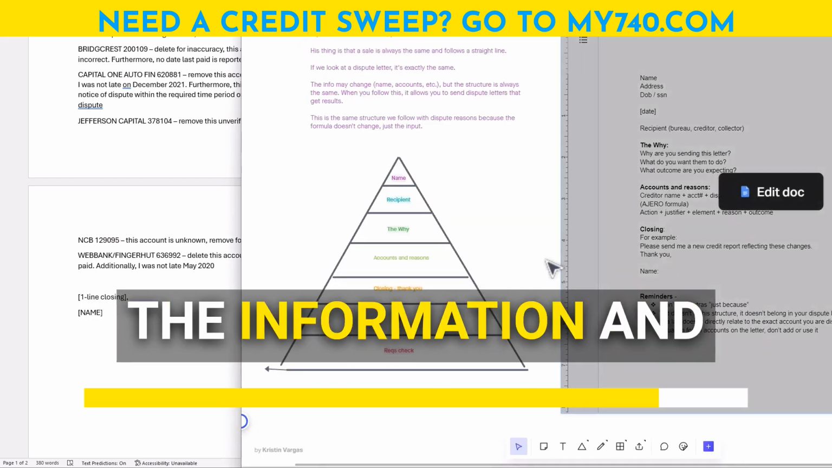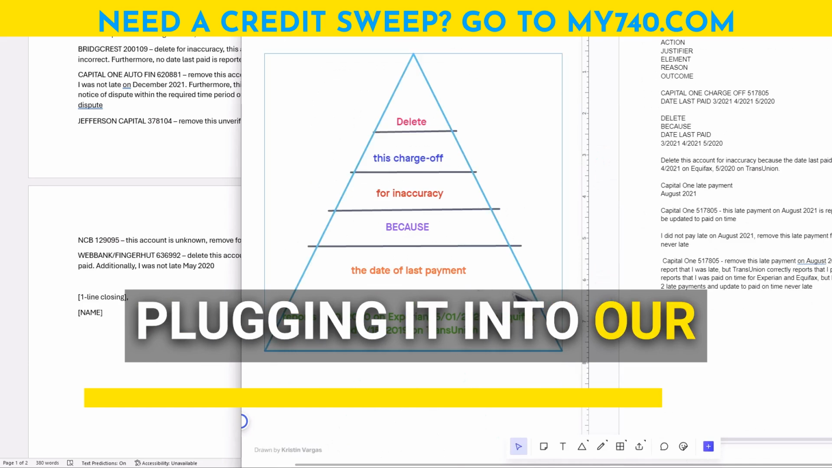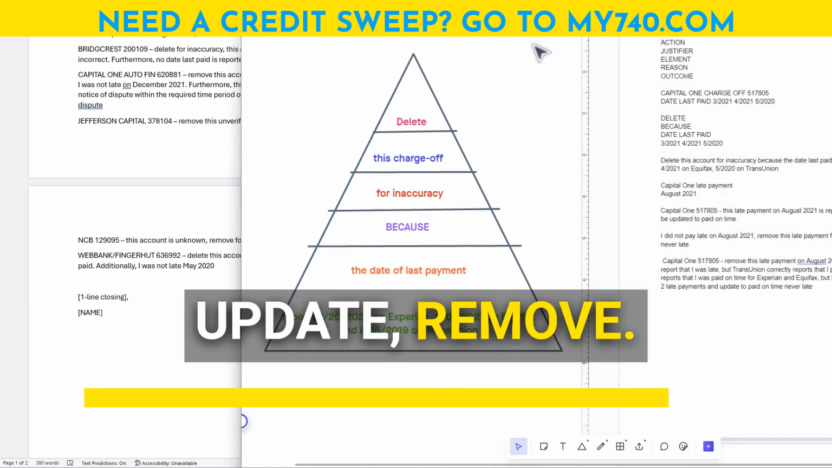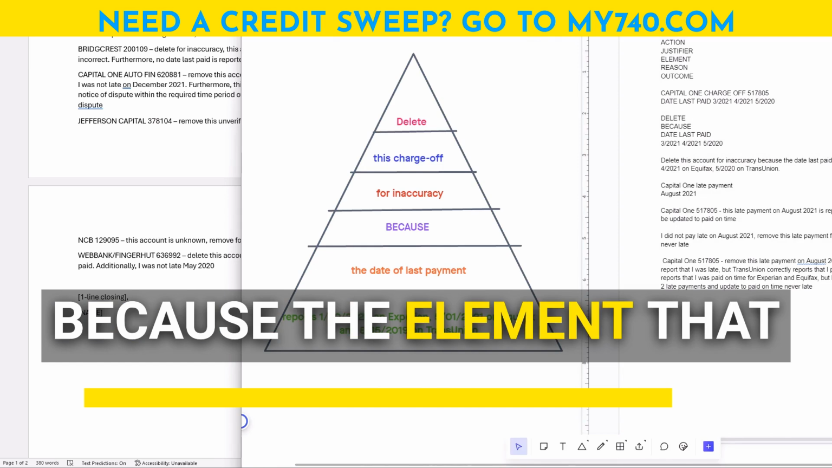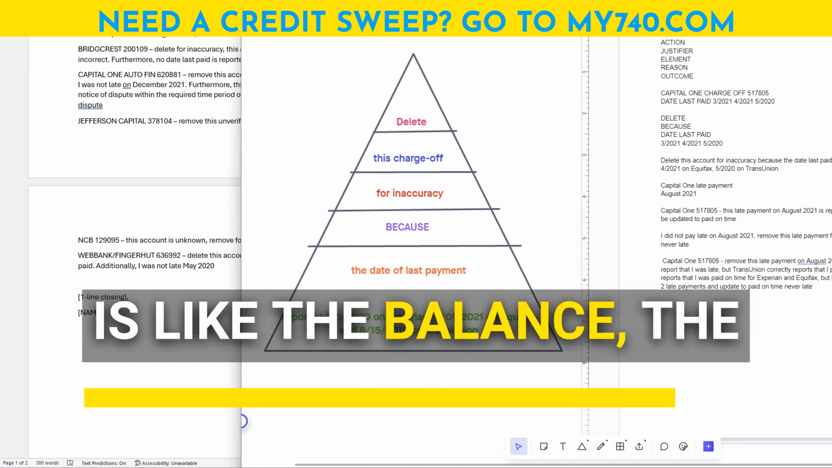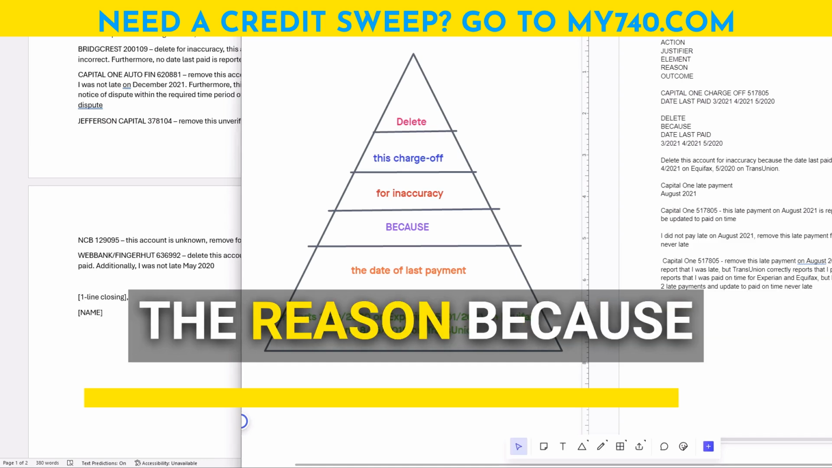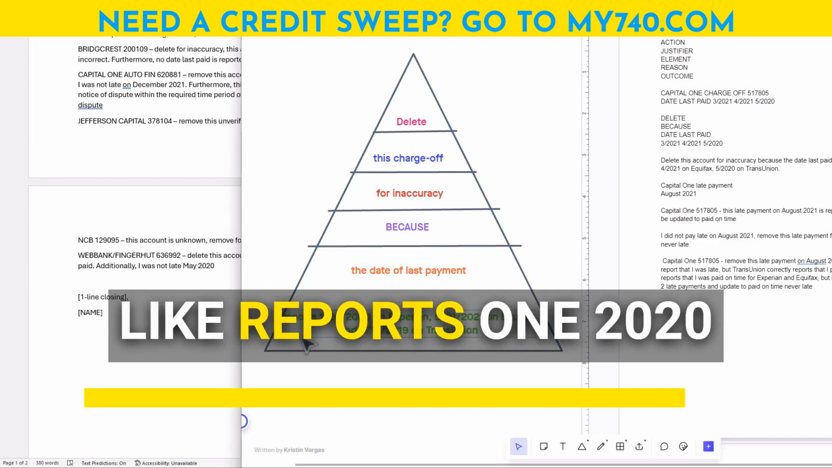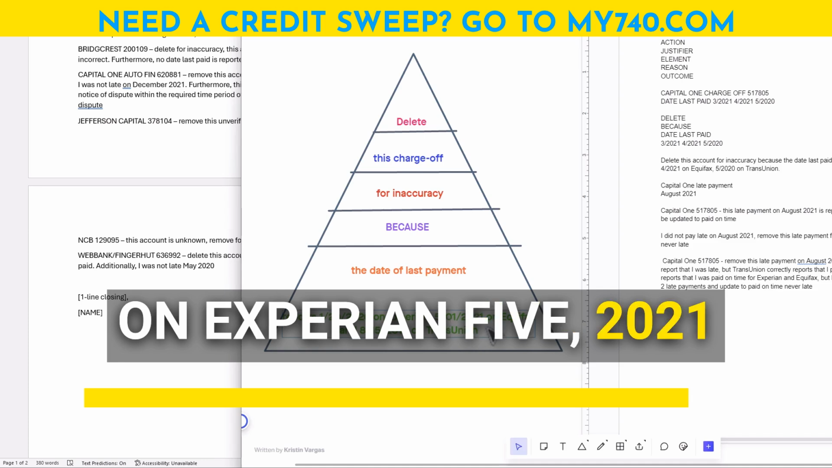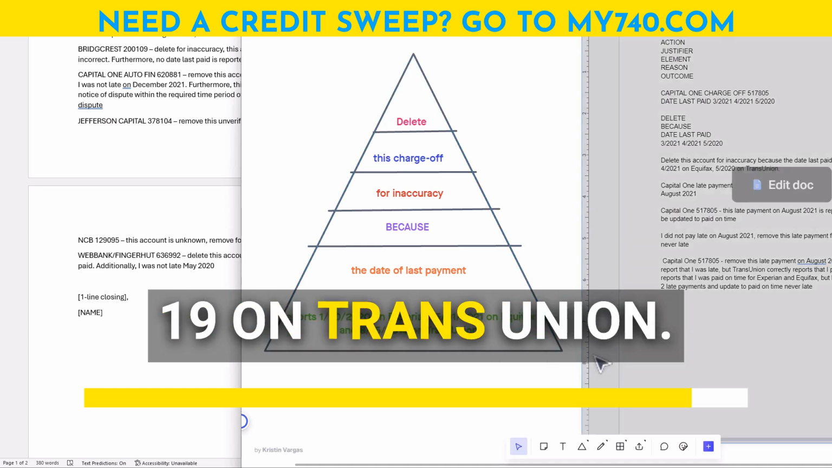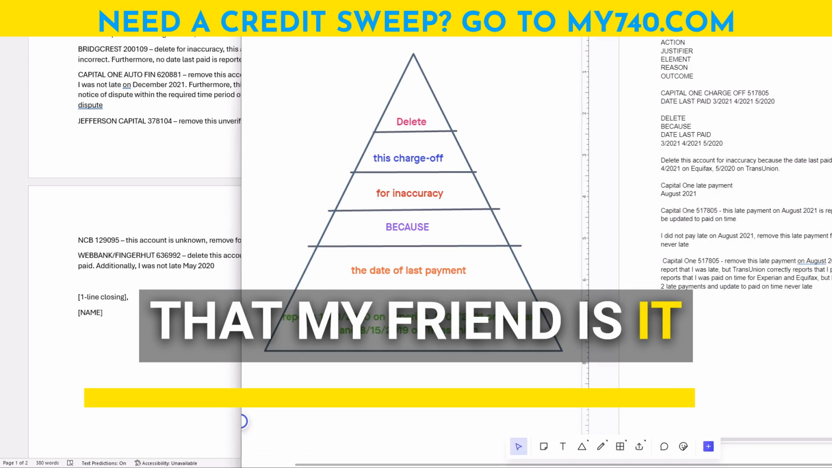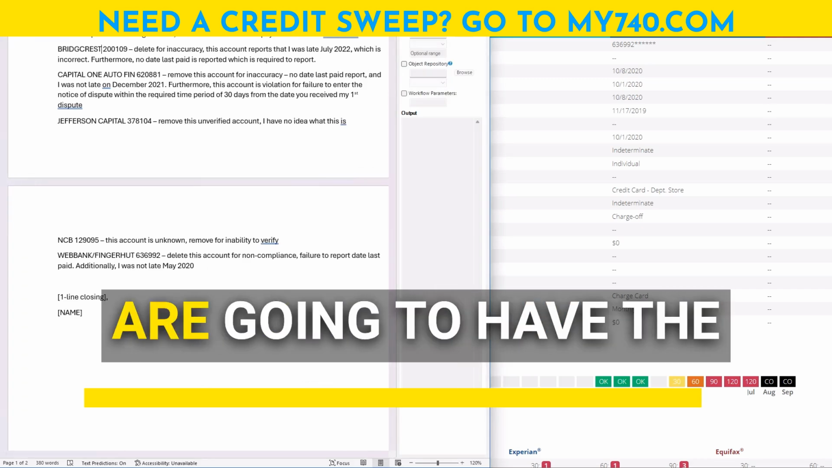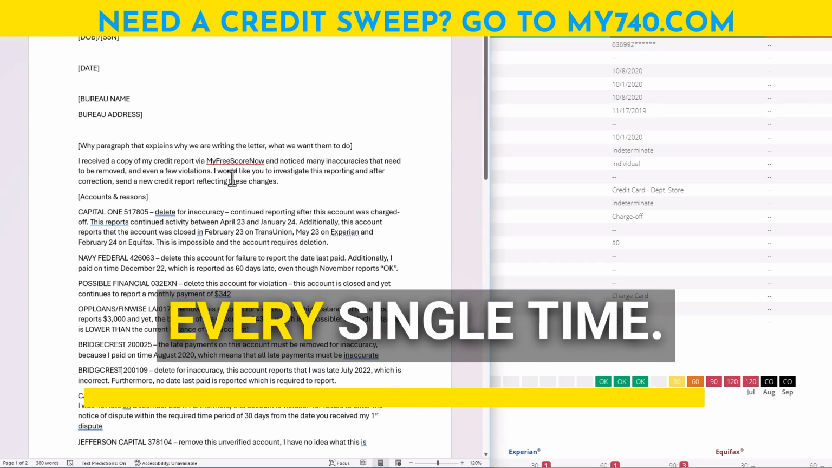All we're doing is taking the information and plugging it into our dispute reason formula. Action like delete, update, remove, rectify, which is because, the element that we're disputing, like the balance, the date last paid, etc. The reason, because I wasn't late. And then we're going to include the facts, like reports 1/2020 on Experian, 5/2021 on Equifax, and 8/19 on TransUnion. That, my friend, is it. Take the information from the credit report, plug it into that structure, and you are going to have the perfect dispute reason every single time.